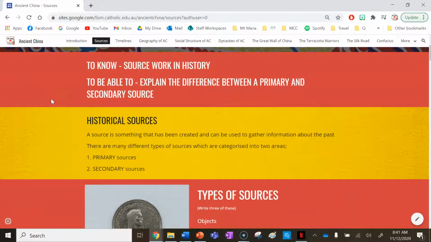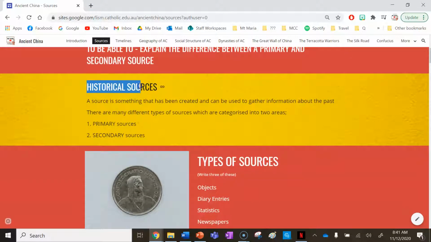So your success criteria for this lesson: by the end of this lesson, you need to know source work in history, and you need to be able to explain the difference between a primary and a secondary source. So what are historical sources, you're probably thinking to yourself. It's a good idea if you write these notes down in your book while I'm speaking. You can pause the video at any point too.